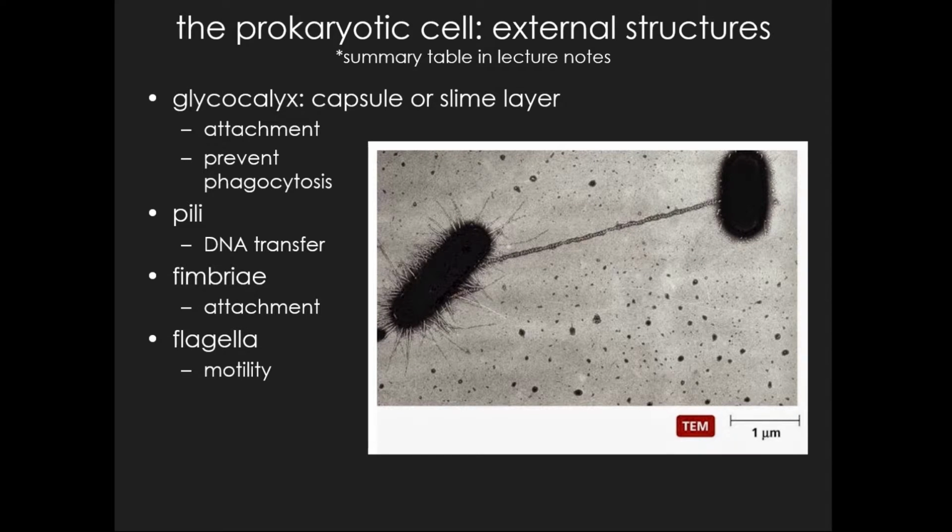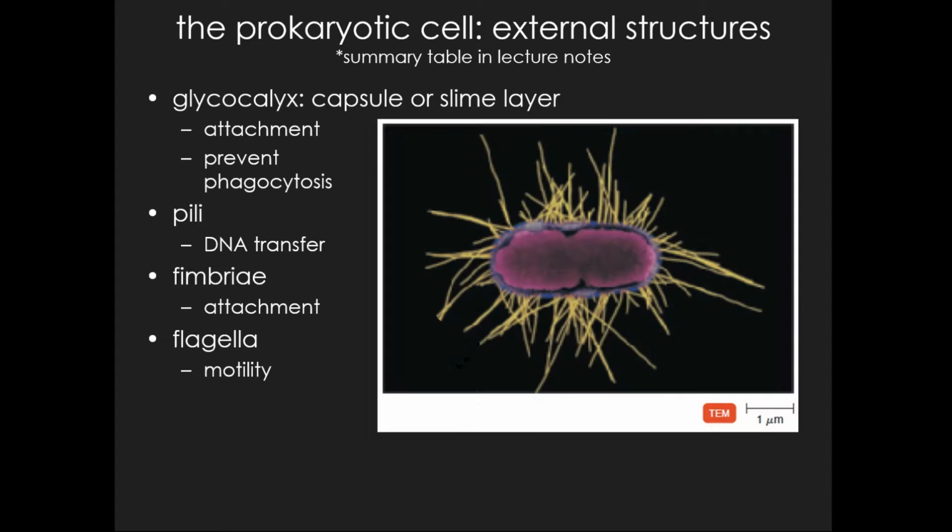Next up, we have the pilus, which is shown here, whose plural form is pili. Pili are long, slender, hollow tubes through which DNA can be transferred from one organism to another. Notice the micron bar at the bottom of the diagram here. That's a topic that we're going to pick up on later in the course.